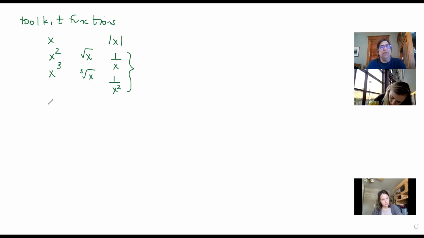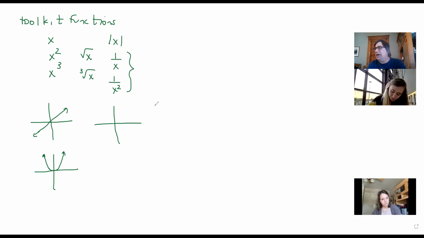So if I were to draw one of these toolkit functions, you should be able to identify the equation. So here are a couple of the toolkit functions. And these are, no scales, just kind of a general idea. What does it look like?